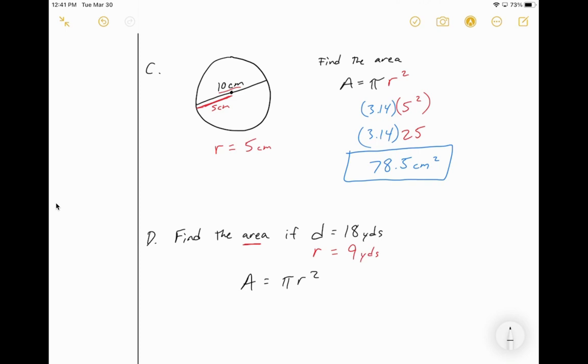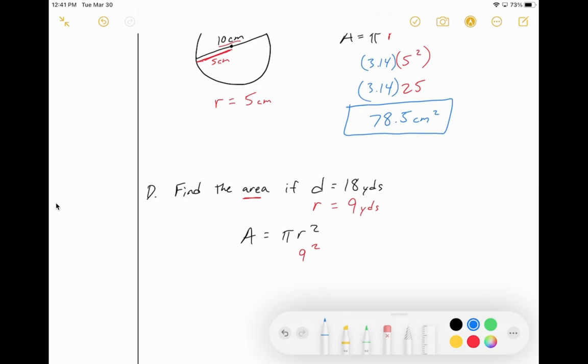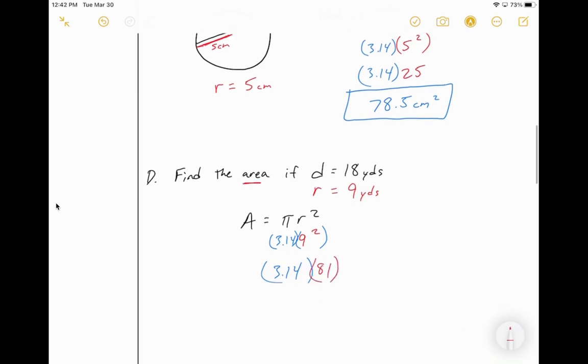And you don't have to write the formula every time. Some of you are probably getting better at it where you can just go straight to the numbers. But this helps me to say, oh, this way I know what to plug in. 9 squared and 3.14. All right. 9 squared is 81. So 3.14 times 81. We multiply that out. You should get 254.34 yards squared.